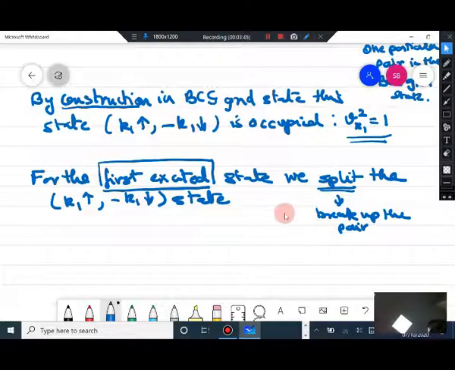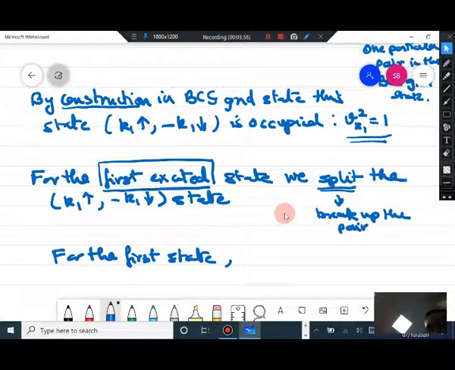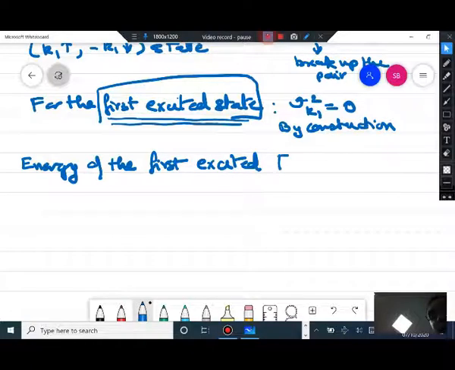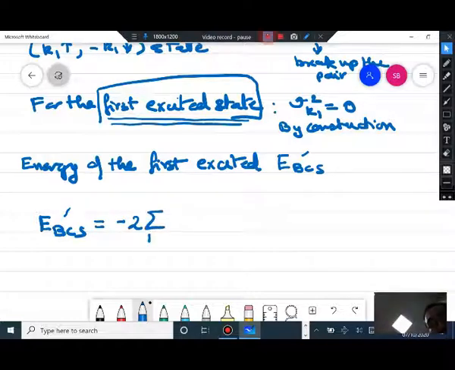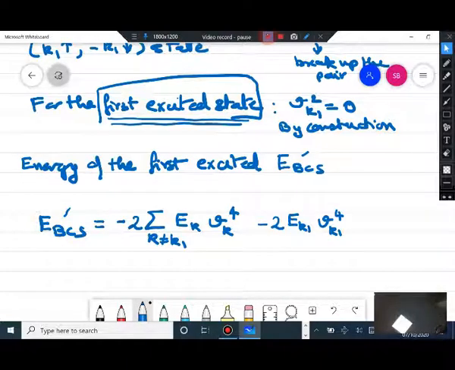So by construction, for the first excited state, the energy of the first excited state, which is EBCS prime, is equal to minus 2 summation over all k not equal to k1 Ek Vk raised to 4 minus twice Ek1 Vk1 raised to 4.